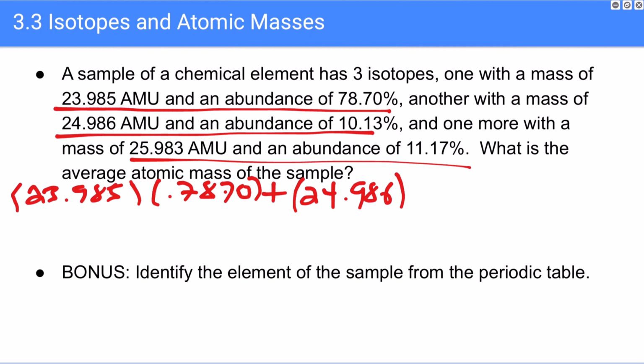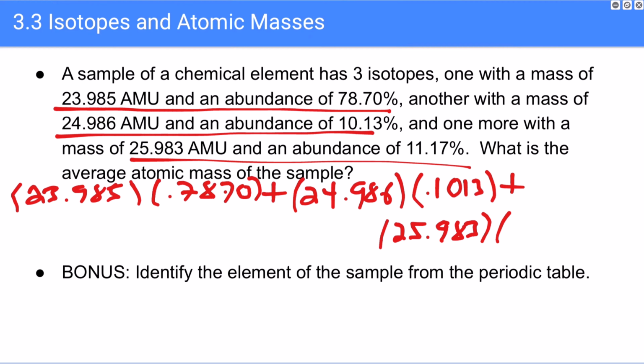24.986 times 0.1013 plus, I'm going to write this down here at the bottom, 25.983 times 0.1171. Now, when I add all of those together, it should be somewhere between roughly 24 and 26. And what I notice here is that the highest abundance isotope is the one closest to 24. So when I go through and calculate, it should be closer to 24. So let's do some math and see what we come up with.